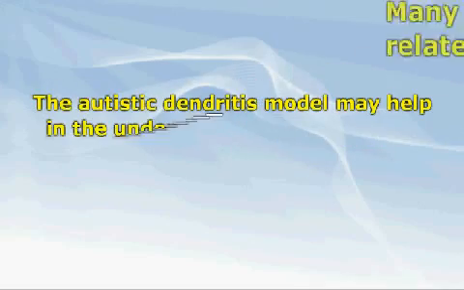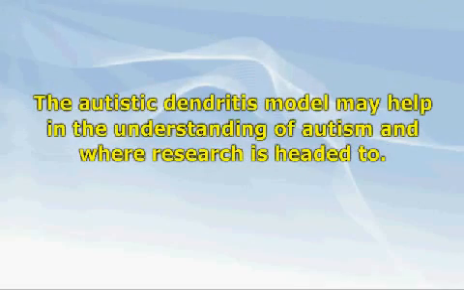In summary, the combination of the abnormal immunogenic response with associated structural changes in dendritic spines results in the clinical features of autism, that is, autistic dendritis. This model may help in the understanding of autism and where research is headed to.